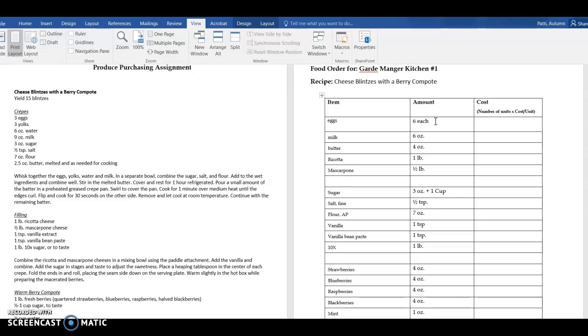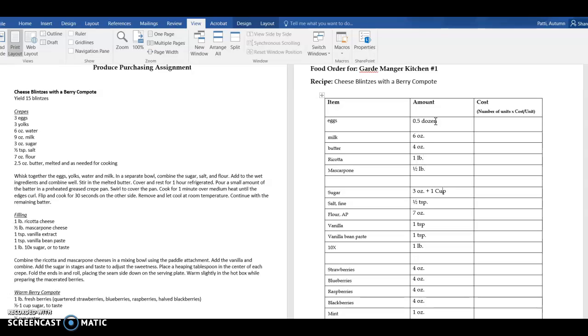6 each is perfectly fine for eggs. I could also record that as half a dozen. I'm going to go ahead and put half a dozen purely for the idea that when I cost out the eggs, my unit cost is going to be by the dozen. So I want to include a more common unit here. Milk doing 6 ounces is perfectly fine. Butter, 4 ounces instead of 1/4 pound is fine. If I'd like to put the 1/4 pound, I could fix that just like I did the eggs. The ricotta cheese, mascarpone, all are in good amounts.